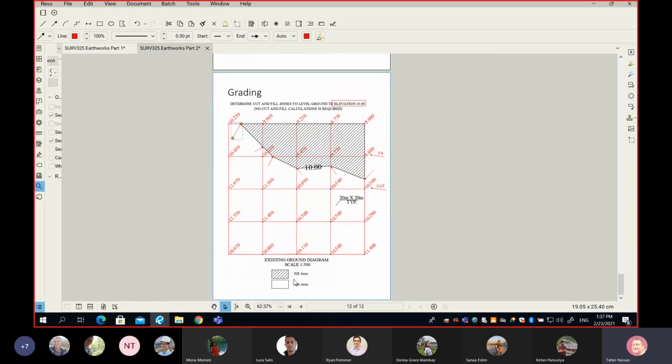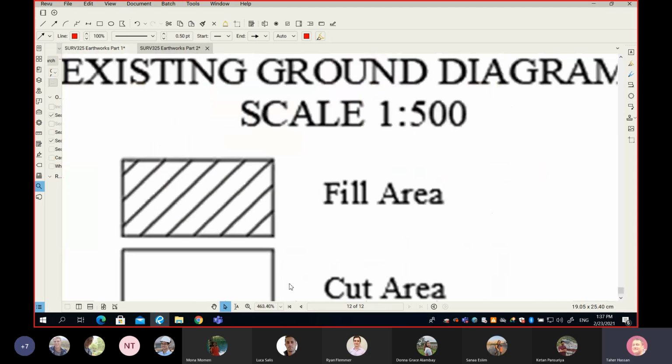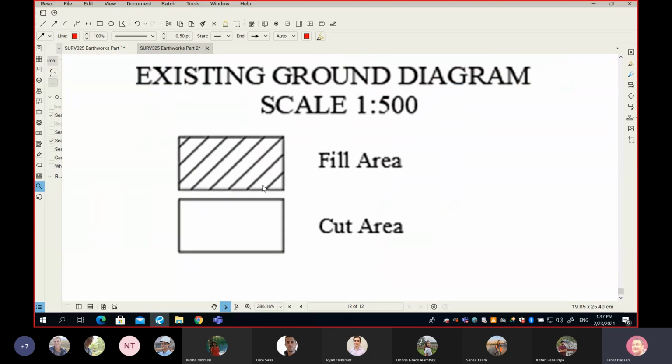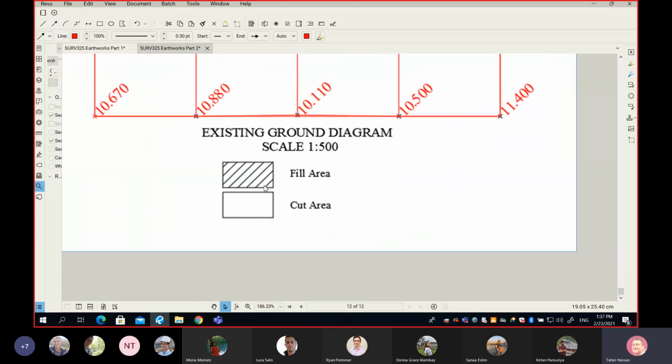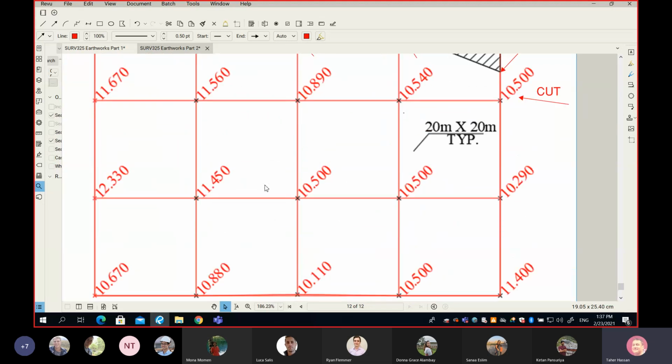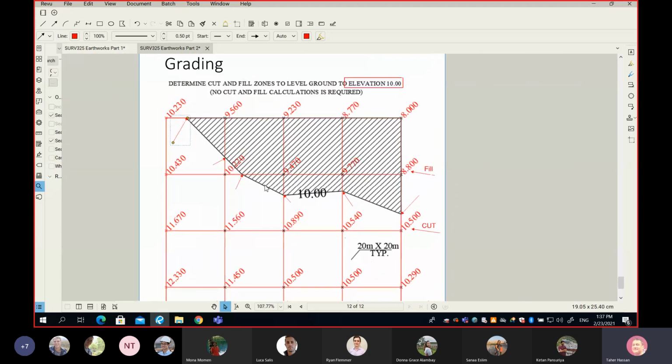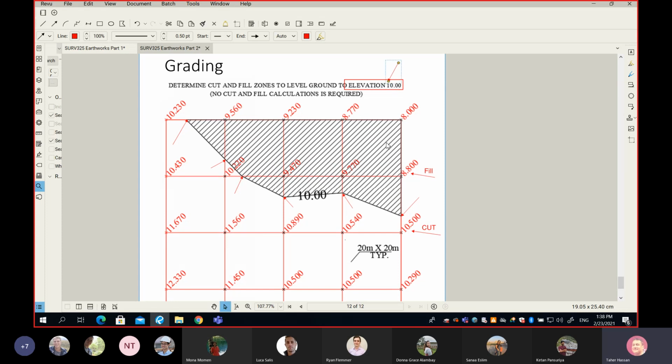You can see here there is a legend. Anything that you see hatched means fill. Anything which is white means cut. So we have answered the first part, which is where. How do you answer this part? Very simple. Draw contour line. Which one? Should I draw contour line 10 or 9 or 6 or 7 or 11? Not all of them. It's only one contour line, which is the contour line of the grading elevation here, 10.